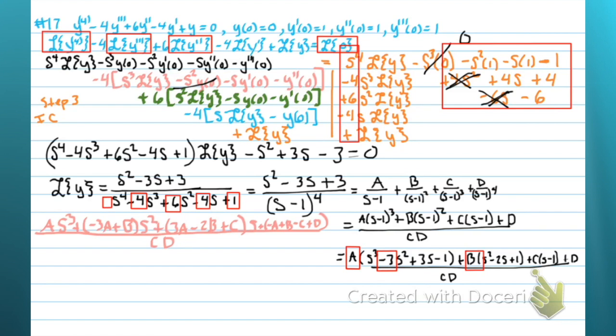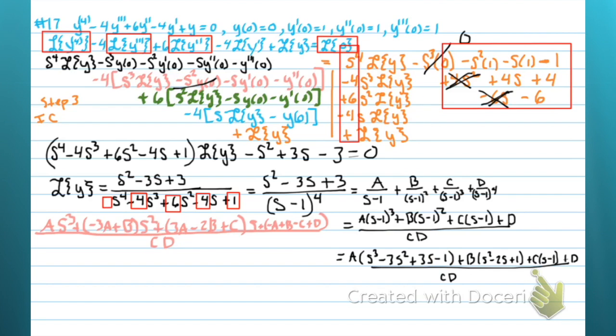Then I gather my s terms. I see I have 3A s and a minus 2B s and a C s. That's how I gathered my s's. And then I get my constants. There's a minus A and a plus B and a minus C and a D. And that's how I got my constants.